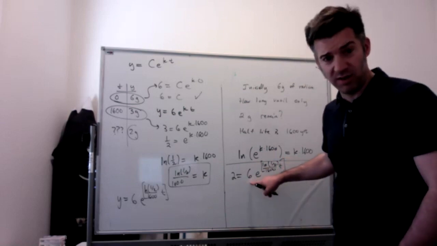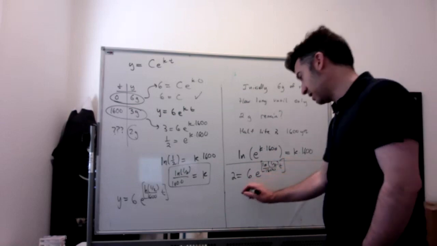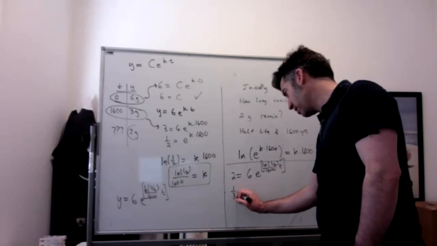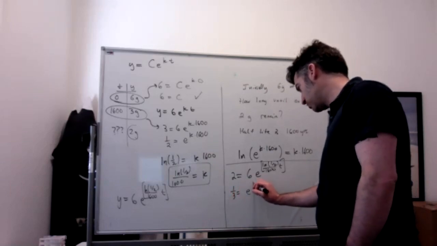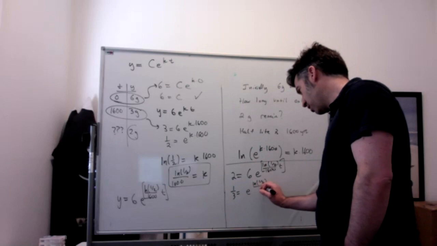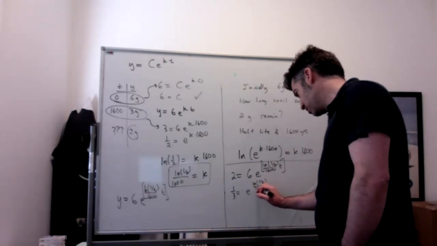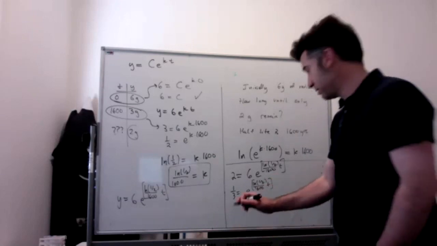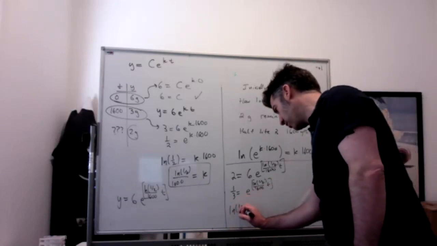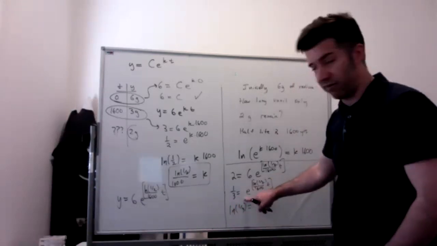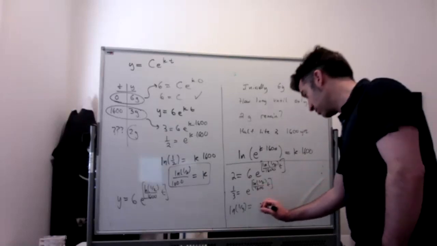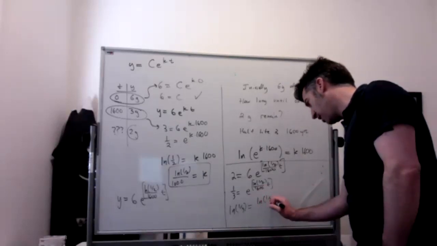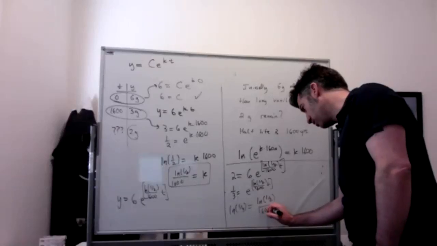You're always dividing by this coefficient first. So divide both sides by 6. 2 divided by 6 is 1/3 equals e to the natural log of 1/2 over 1600 times t. Take the natural log of both sides. Natural log of 1/3 equals the natural log of e to the stuff, which is just the stuff. So it's going to be the natural log of 1/2 over 1600 times t.